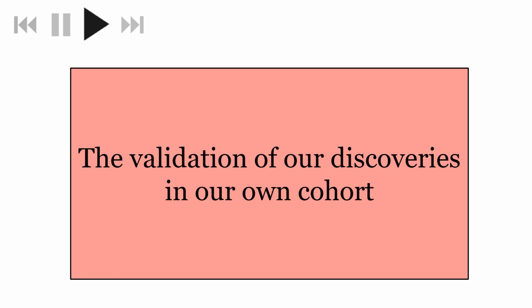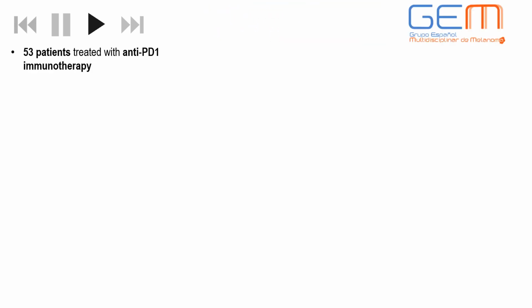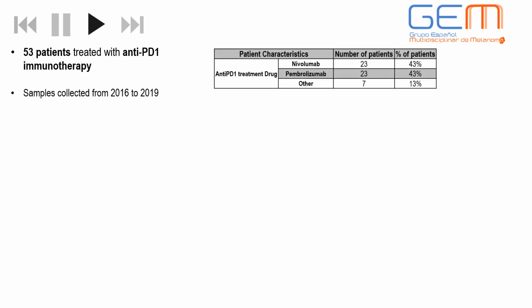We want to validate our discoveries in our own cohort. With help of Grupo Español Multidisciplinar del Melanoma, 53 patients treated with anti-PD-1 immunotherapy were recruited. Samples were collected from 2016 to 2019, and patient characteristics are described in this table. First of all, it is convenient to say that 23 patients were treated with pembrolizumab and 23 patients were treated with nivolumab, two different anti-PD-1 immunotherapies.